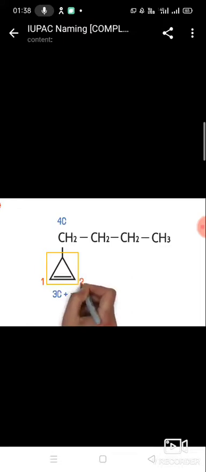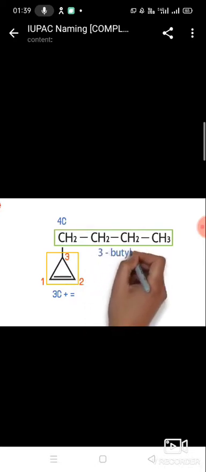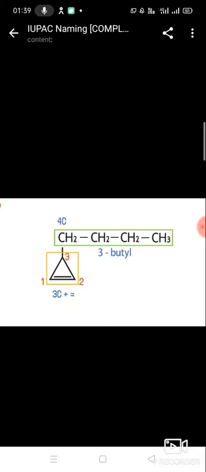Here 4 carbon atoms are present and the cyclic group contains a double bond. So this is a propene, not propyl. It's a cyclopropene because it contains a double bond. In this 4 carbon atom chain, cyclopropene is attached. So 3-butyl cycloprop-1-ene.